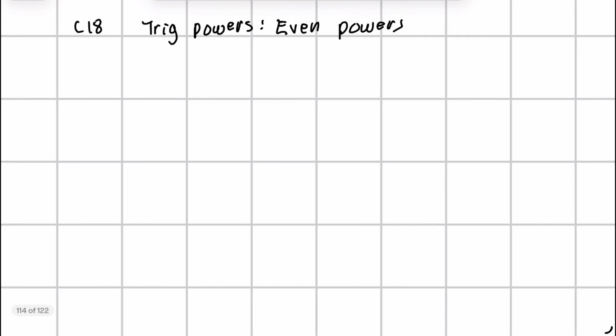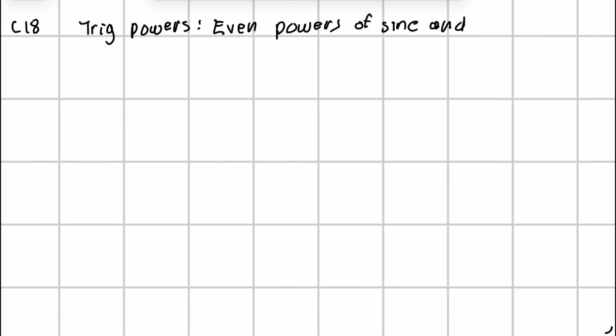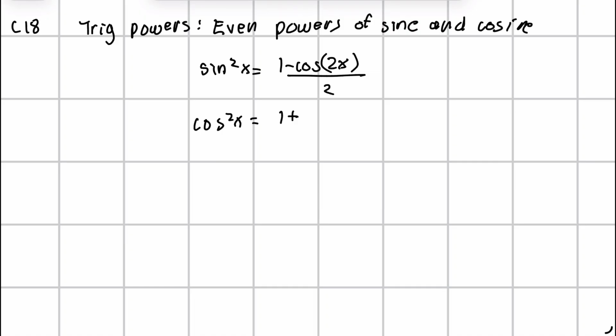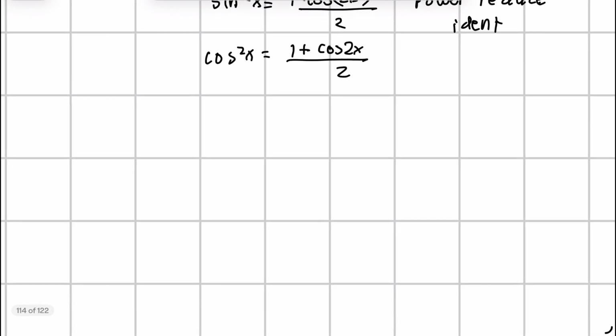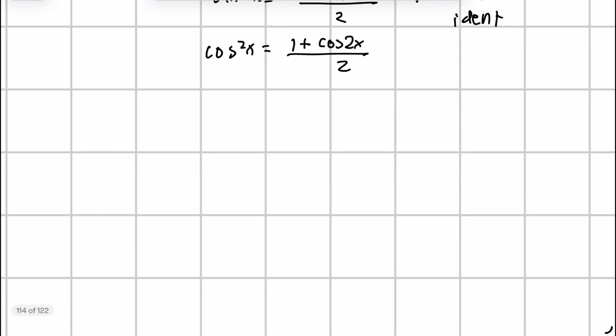So let's do our next case. This is when we have even powers of sine and cosine. So basically, you're going to have sine squared of x is equal to 1 minus cosine of twice the input angle 2x, divided by 2. You're also going to have cosine squared of x is equal to 1 plus cosine 2x, all divided by 2. So if both cosine and sine are even, we're going to use our power reducing identities. So basically, we're going to replace sine squared x and also cosine squared x. Then we are going to expand, and then we're going to integrate the basic trig terms.